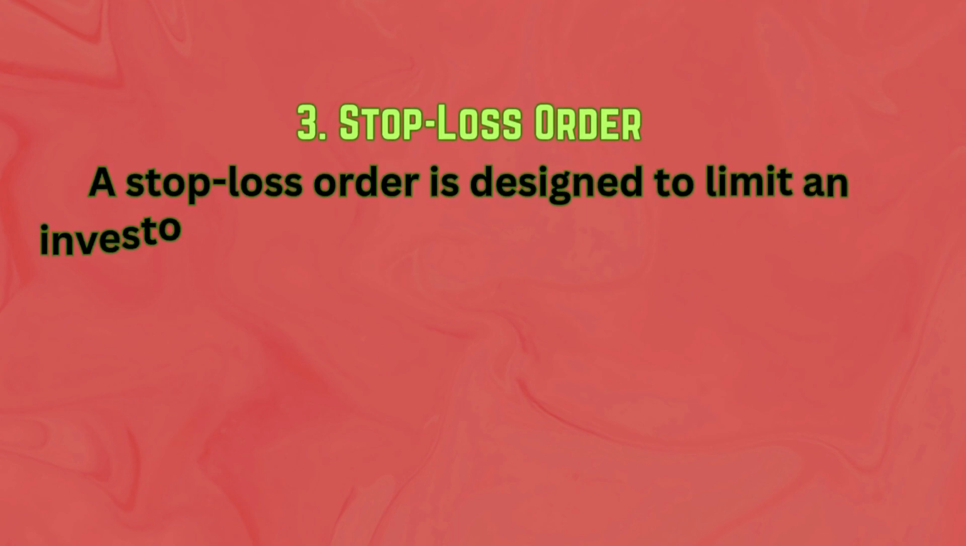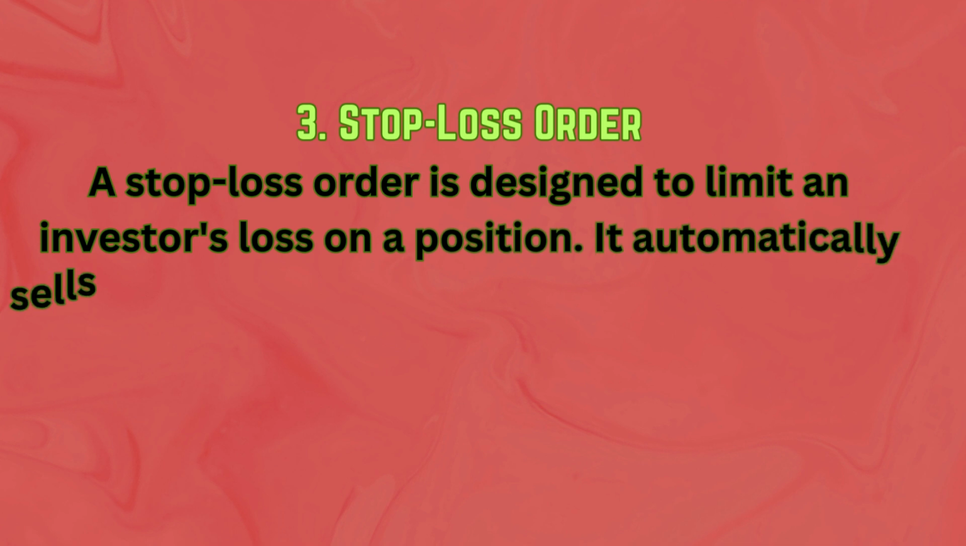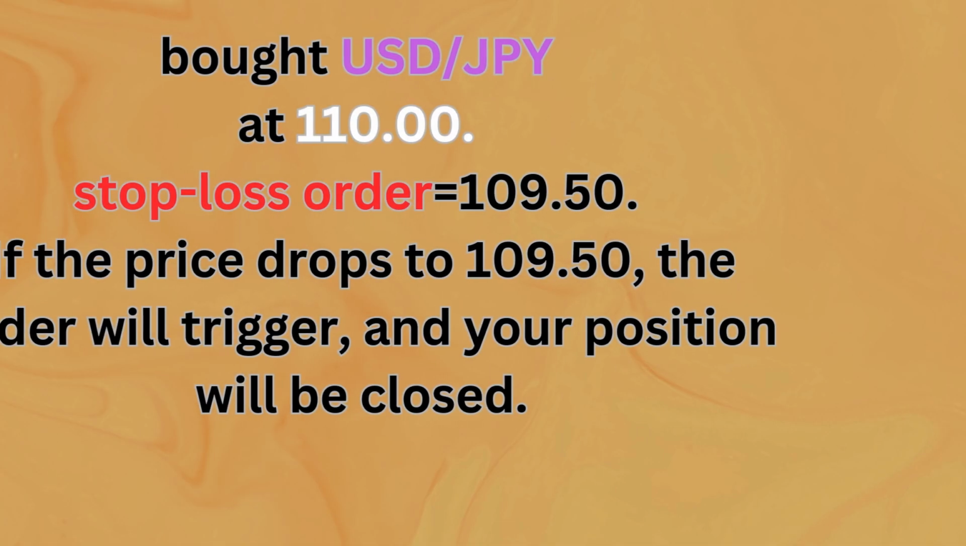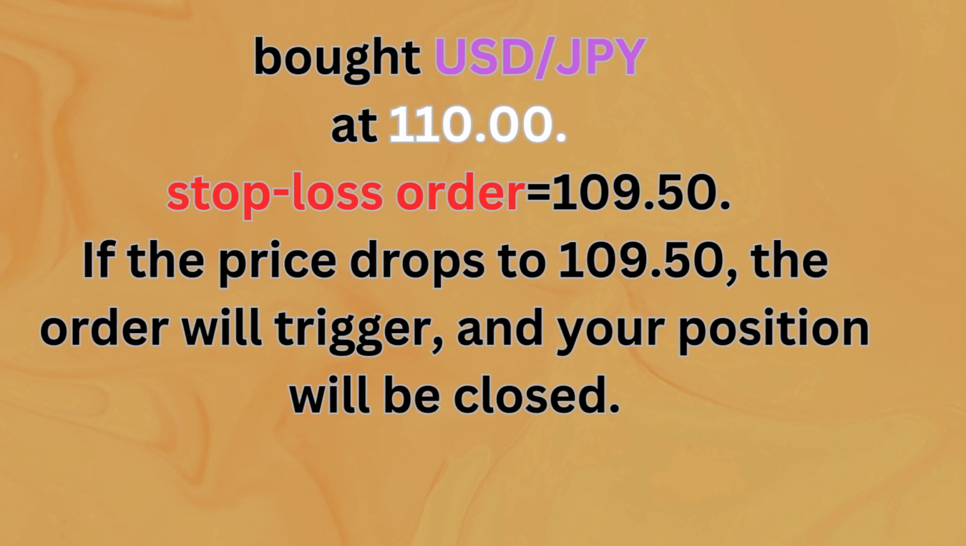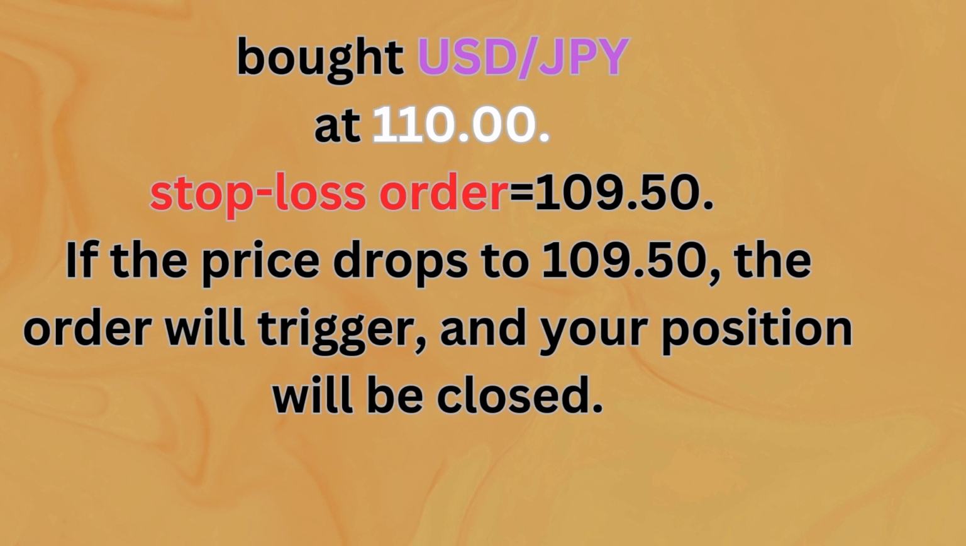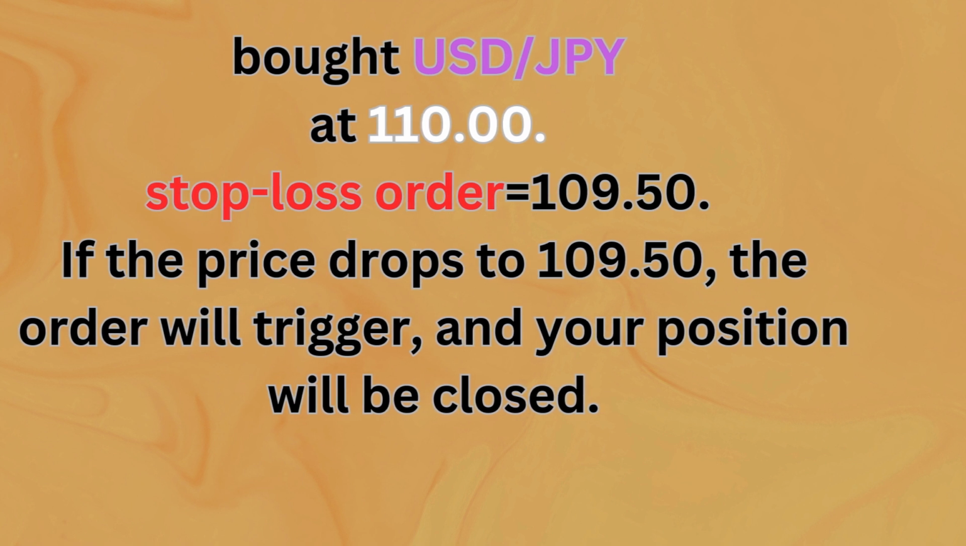A stop loss order is designed to limit an investor's loss on a position. It automatically sells the currency pair when it reaches a certain price level. So for example, you bought USD JPY at 110. To limit your potential loss, you place a stop loss order at 109.50. If the price drops to 109.50, the order will trigger and your position will be closed.